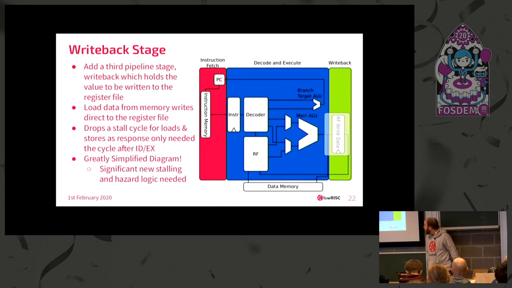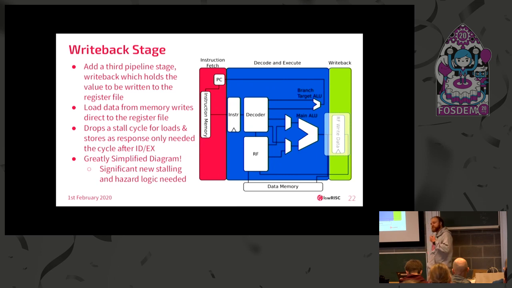Second thing I've done was add a third pipeline stage to Ibex. Now, I've made this look very simple, but this is actually quite a complex thing to do. It's just one of those things, I don't really have time to dig into it. But what we've done here is now an instruction goes into decode and execute. It computes its result. Then the next cycle, it sits in this write back stage here. And then it writes itself back to the register file.